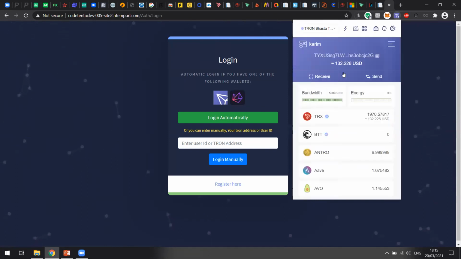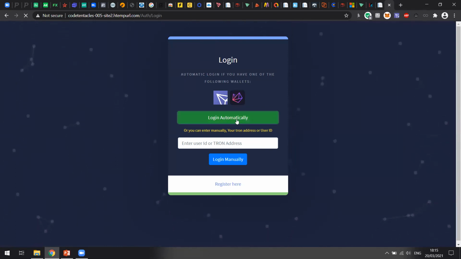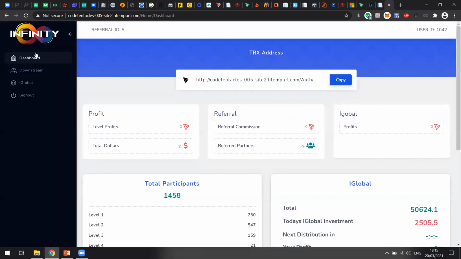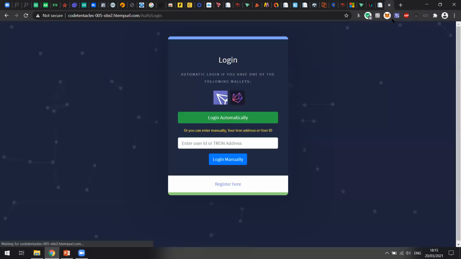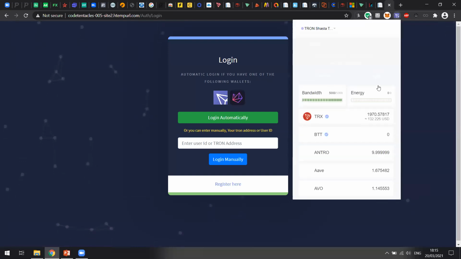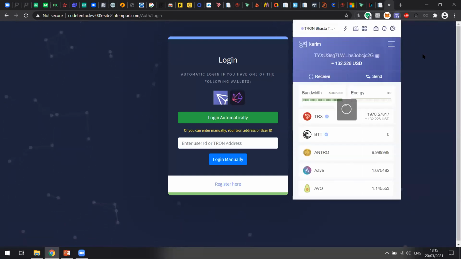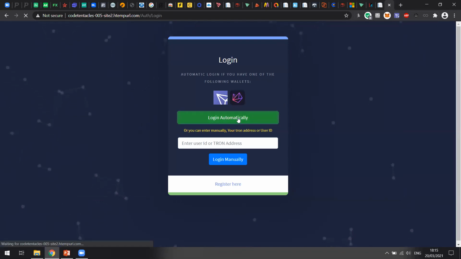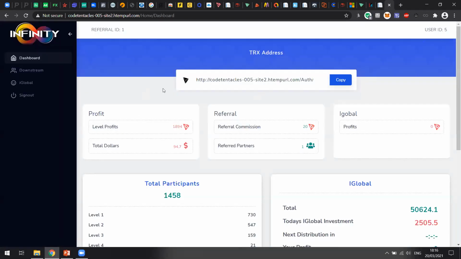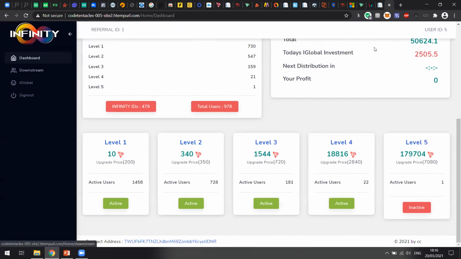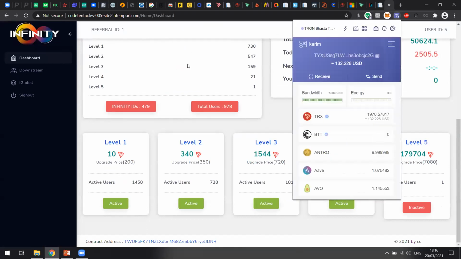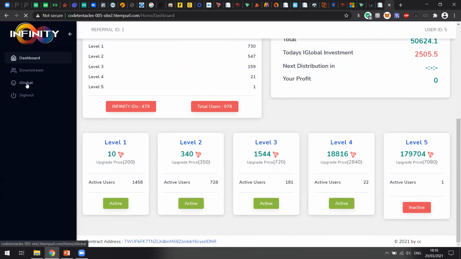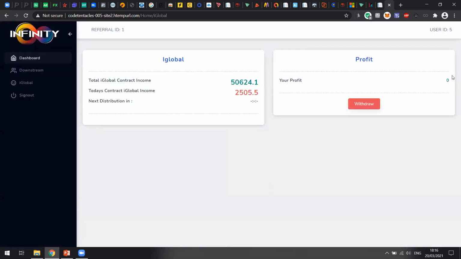Okay, this is what I did. All right, log in automatically. Let's see. No, now it is stuck here. I told you, buy a new computer. Sorry? Buy a new PC. No, it's not from the PC, it's from the TronLink. It's not changing the wallet fast. So my global earning is 0. Yes, so now after clearing the cache, everything is clear.